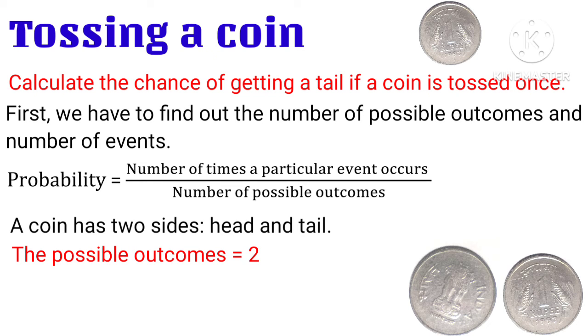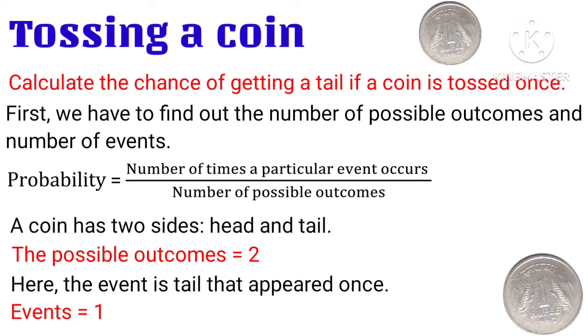A coin has two sides, head and tail. So here the possible outcomes are two. Either head or tail can appear. When the coin is tossed, tail appeared. You can't expect that both will appear simultaneously. So here the event is tail. The probability of getting a tail when a coin is tossed is half, or 0.5, or 50%.